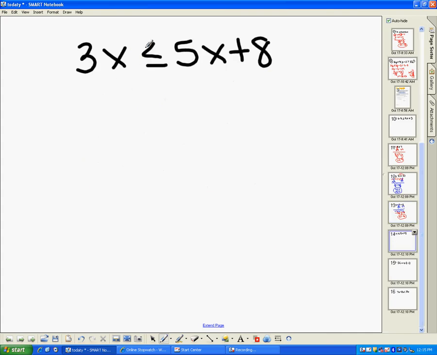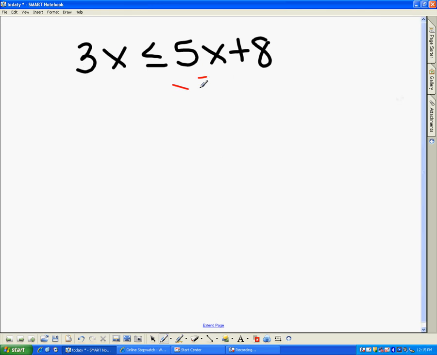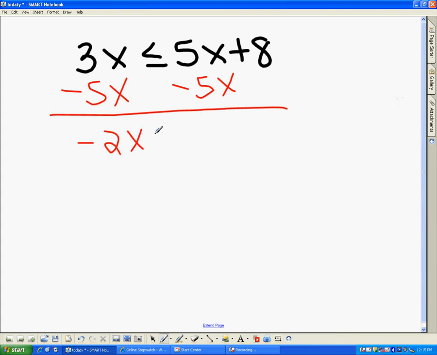All right, 3x is less than or equal to 5x plus 8. So here we have a variable on both sides of the inequality. So we want to move it so that the variables are on one side, and then we have a number on the other. So that way we can have a solution to the inequality. So I'm going to move 5x over here. To do that, I'm going to do the opposite operation. So I subtract 5x from both sides. 3x minus 5x is negative 2x, and that's less than or equal to 8.